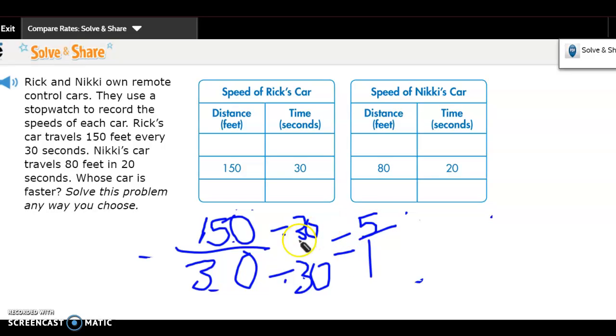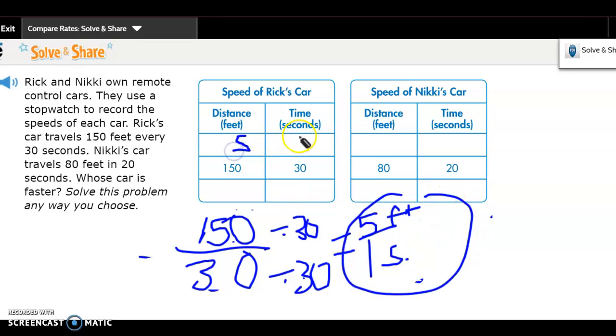Does that make sense? I'm going to work backwards. 5 times 30 is 150. Yep. 1 times 30 is 30. Okay, so it goes 5 feet for every 1 second. So let's see. I'm going to put that here. 5 for 1. Now I'm going to try to find the speed of Nikki's car.